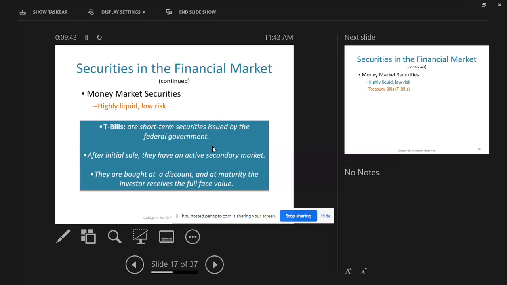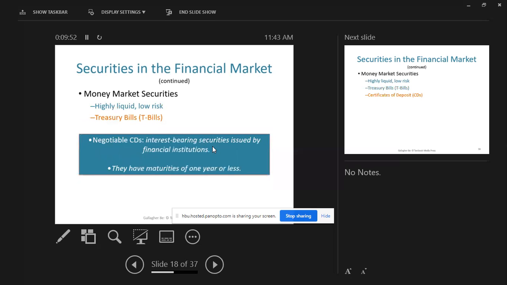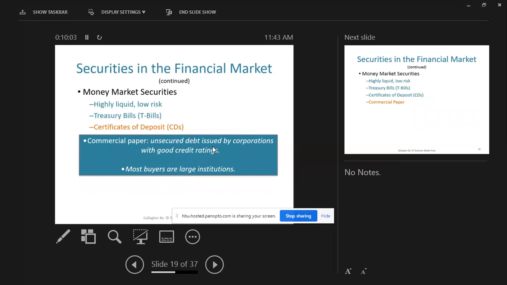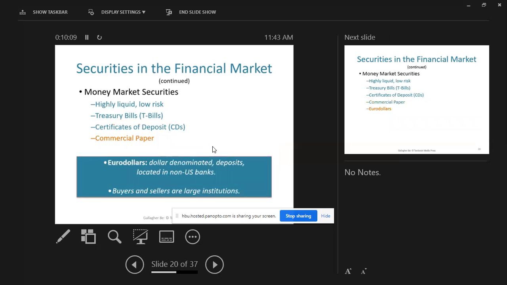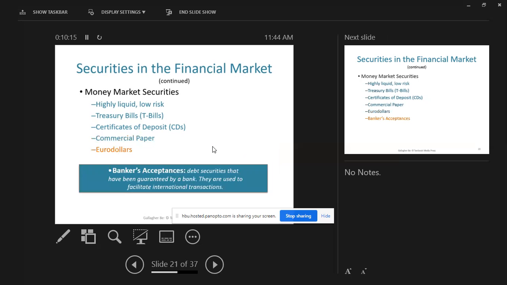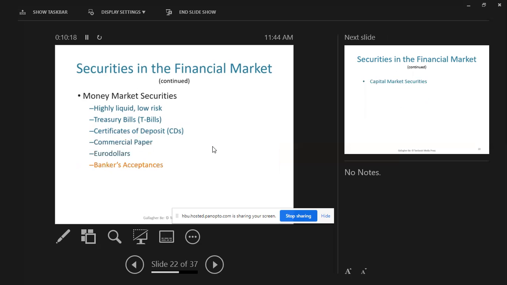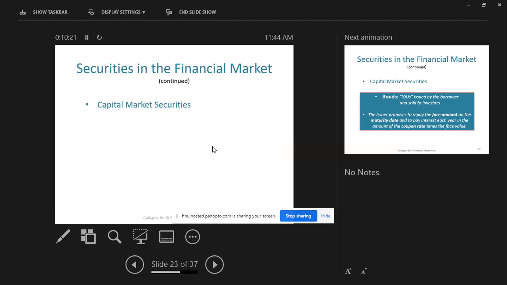The following several slides are talking about the instruments with more definitions. I want you to read that by yourself. Negotiable CDs, treasury bills, commercial paper, eurodollar, banker's acceptance. That's the money market.